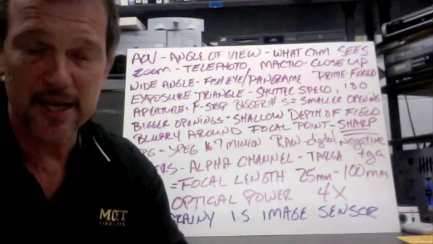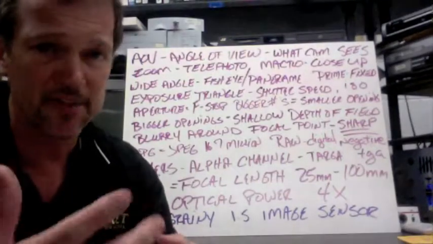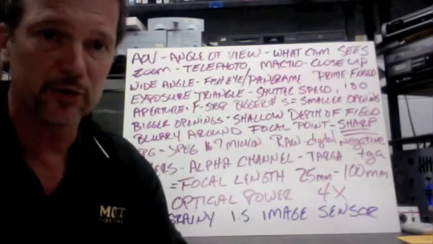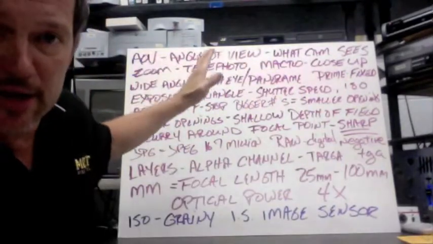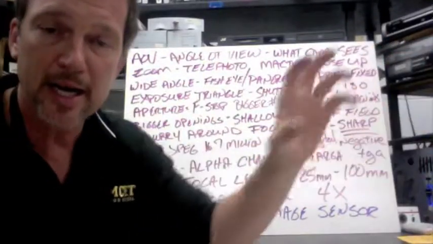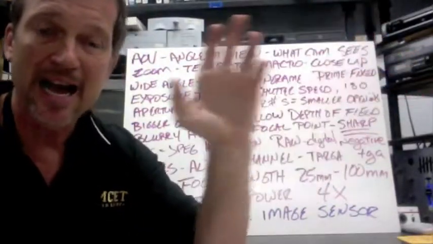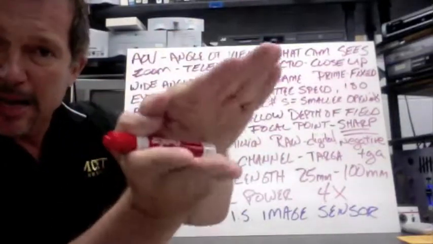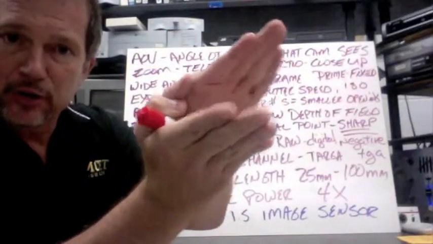Then we had to get a little bit technical with some terminology, and I know it's a lot of alphabet soup and can be confusing. Let's start with AOV, angle of view, that's different than POV, point of view. Again, point of view is where the camera is. Angle of view is what the camera sees, the angle of your zoom.